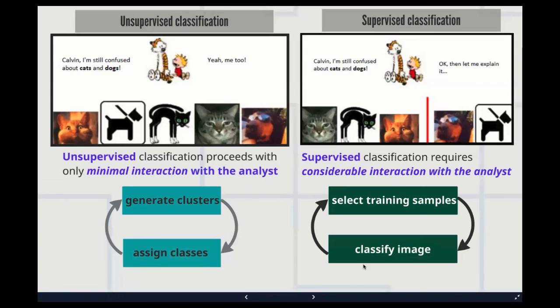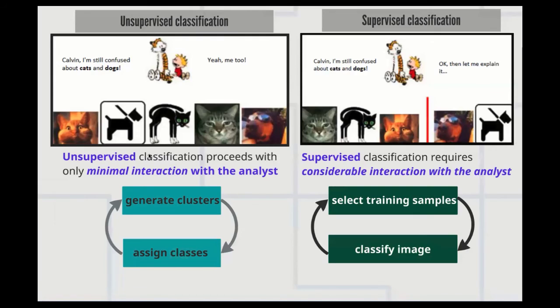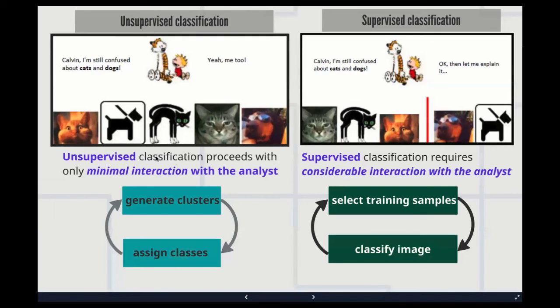So personally, I do see the use of unsupervised classification a lot, just for the simplicity. Even if it may be a long process, there's not too much back and forth, as long as you have generated enough clusters.